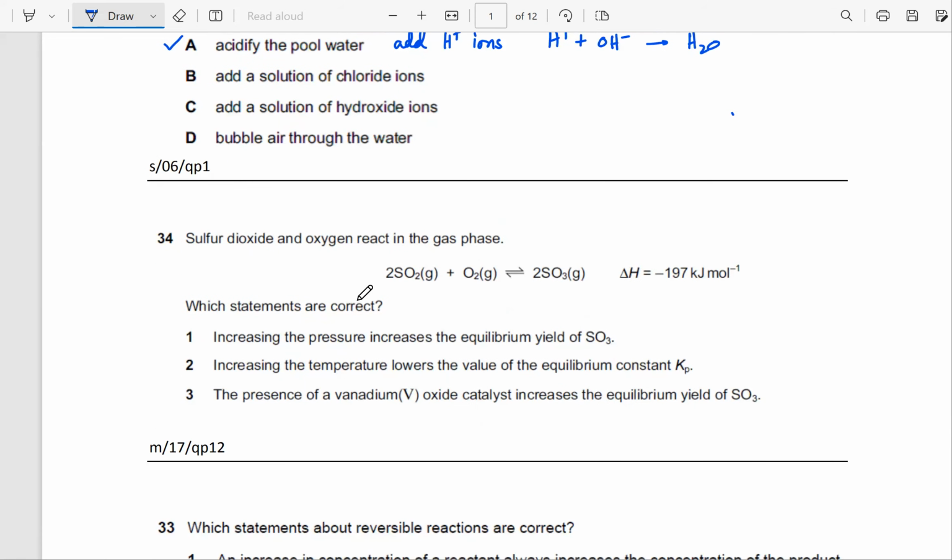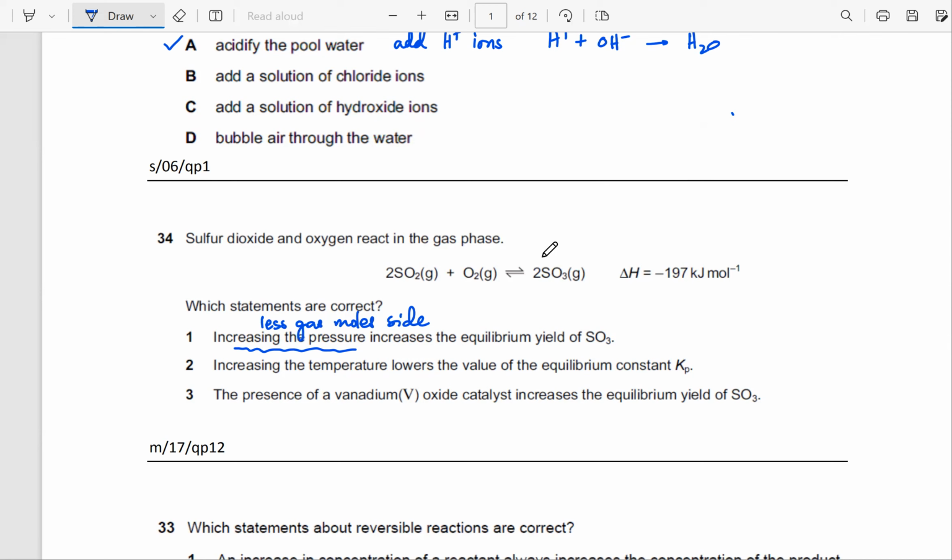Which statements are correct? Increasing the pressure increases the equilibrium yield of SO3. The first one, increasing pressure: which side is favored? If you have something at a higher pressure, what was the rule? The side with fewer gas moles is favored, right? Increasing pressure means you're compressing it. That means you're decreasing the volume. So less gas would be produced. So which side has less gas?